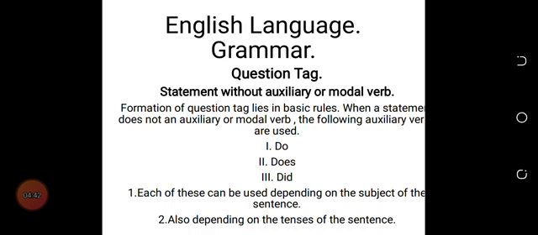Quickly, so we are looking at the auxiliary or modal verb which is omitted in the statement, the exact verbs to use for the question tag. Each of these can be used depending on the subject of the sentence. So that is one. When you use do, does, or did, it means that you know the subject of the sentence. Two, it also depends on the tense of the sentence, whether it is in the present tense or the past tense. Okay, you know what exactly to use. I hope that is clear.